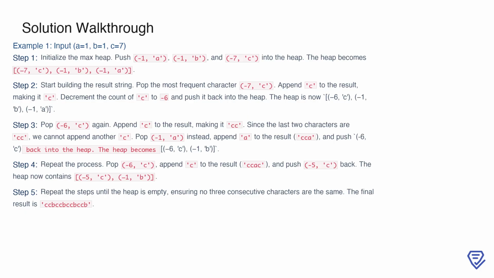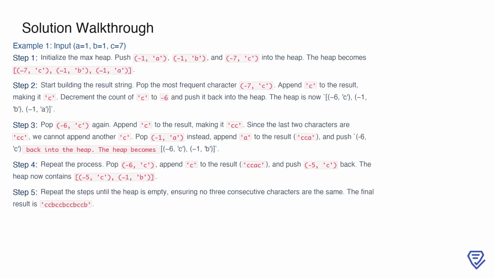Next, we begin building the result string by repeatedly extracting the most frequent character. First, we pop -7, C, append C to the result, decrement its count to -6, and push it back into the heap. This keeps C available for future use. The result is now C, and the heap updates to -6, C, -1, B, -1, A.